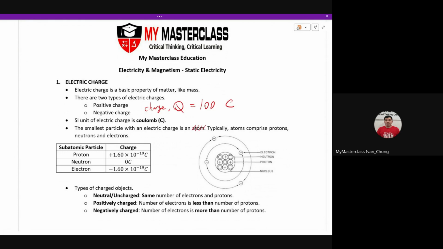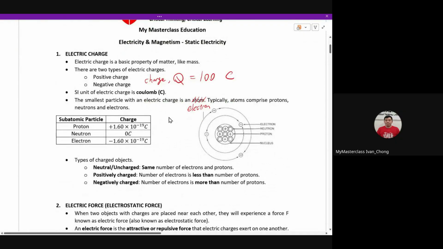Okay, now this line over here, there is one part that is wrong. It is not an atom, it is your electron. That is your smallest particle. Why? Because your atom is electrically neutral. Because your protons and your electrons, they are charged, will cancel each other out. Okay, so the smallest possible one is just your electron itself, where you have a certain value.